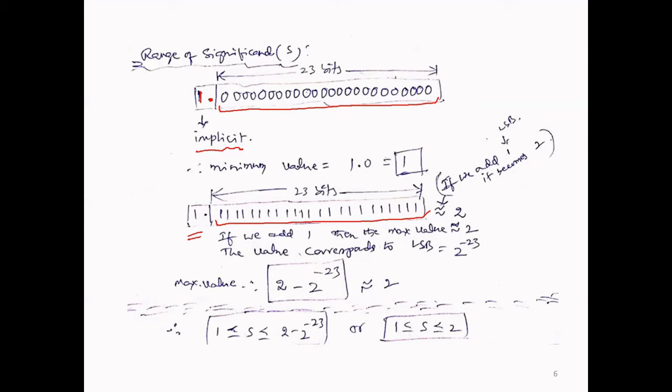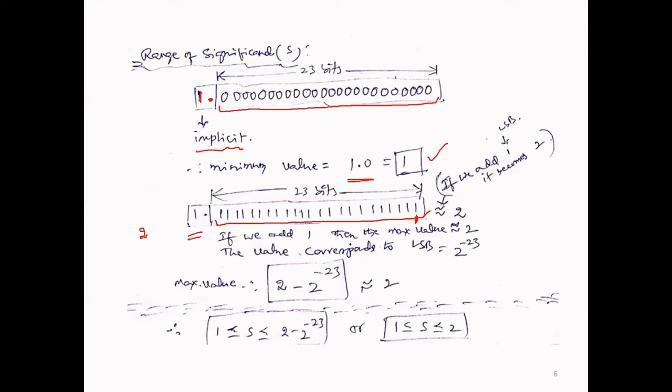Let us see what the minimum value of the Mantissa is. That is 1 point, all zeros, which means 1.0, nothing but 1. So 1 is the minimum value of the Mantissa. And let us see what the maximum value is. This is 1 point all ones. So here, if we add a 1 at the LSB, what happens? 1 plus 1 is 0 with a carry, and so on, all zeros, and the leading 1 plus 1 becomes 2, 2.0 for example.